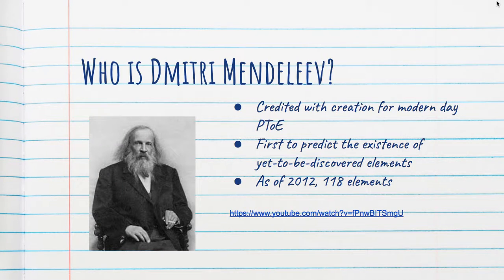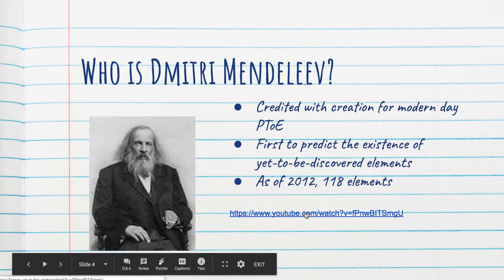So let's start with Dmitri Mendeleev. Who is he? He is credited with the creation of the modern-day periodic table. He was the first scientist to predict the existence of yet-to-be discovered elements. So you'll see in the video that you're about to watch, but these elements that he predicted existed were eventually discovered. As of 2012, there were 118 elements on the periodic table. So let's watch a short clip about Mendeleev.